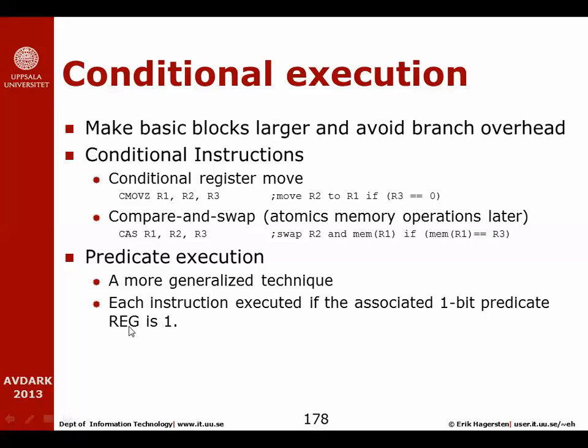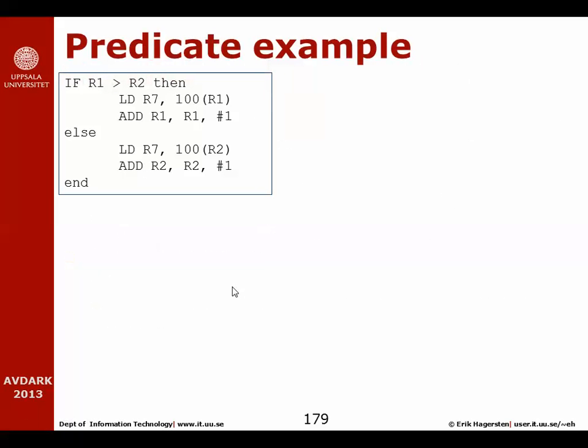And we're going to have a large number of these predicate registers, and we're going to combine them with normal instructions. So I'm going to explain what's going on with a simple example. So if you have a code like this, where you have some if statement, you do little stuff, and then you have else statement, and you do little stuff, and then you end.